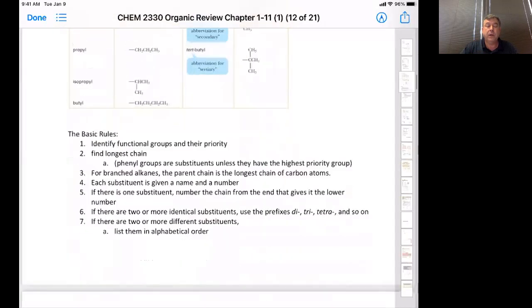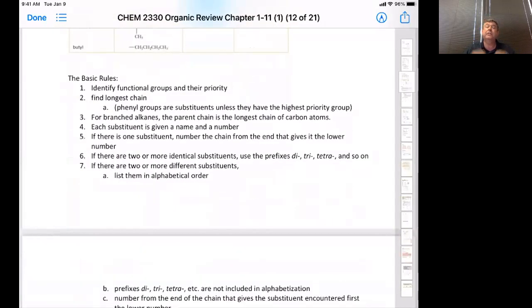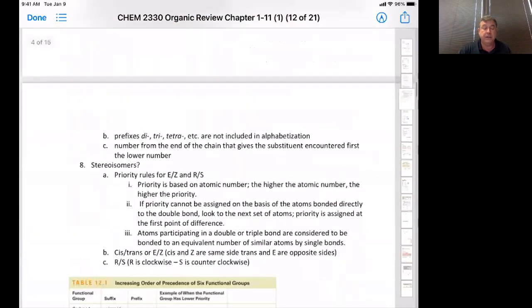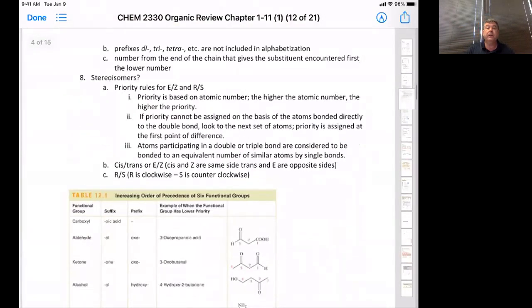The rules are enumerated here, and we use the same order every single time. Identify the functional group and their priorities, find the longest chain, try to get the lowest number, have each substituent given a name and a number, and then order them by alphabetical order, etc. But don't forget stereochemistry. Are there 4 different things on a carbon? Then you have to use R and S.